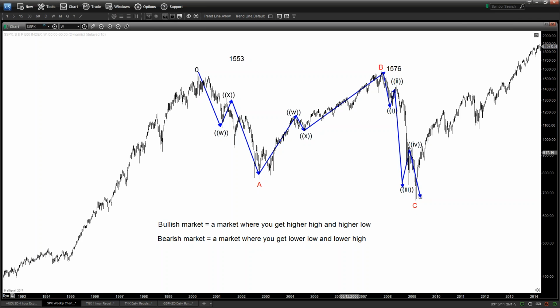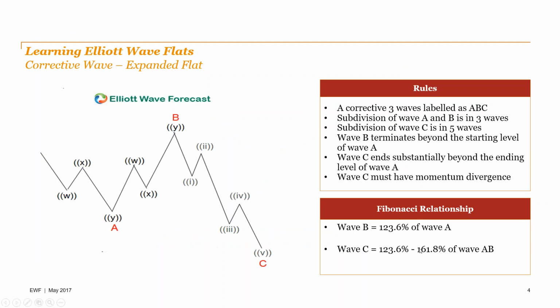It is mostly respected other than expanded flat, Michelle. Expanded flat, like I said, can even go past beyond 161.8. But mostly this is sort of the general kind of range that you should be focusing on. All right.